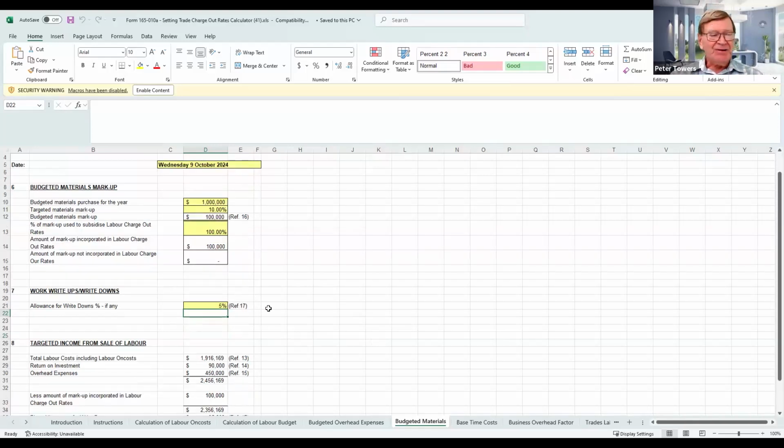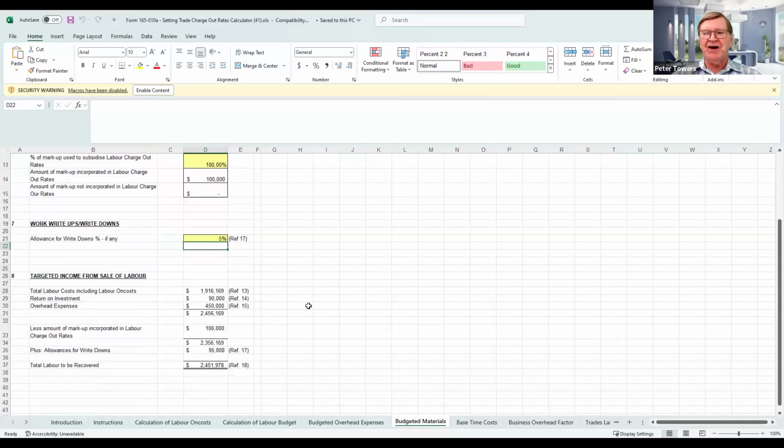And as much as I don't like doing this, I have included a write-down factor of 5%. I don't like write-down factors, but some people have them. So I put the 5% in so you can see how the system handles that. Okay, so the system then does the summary.